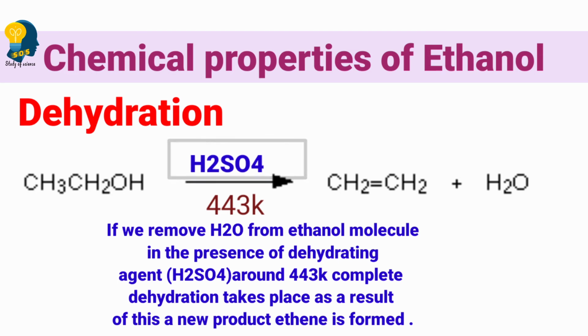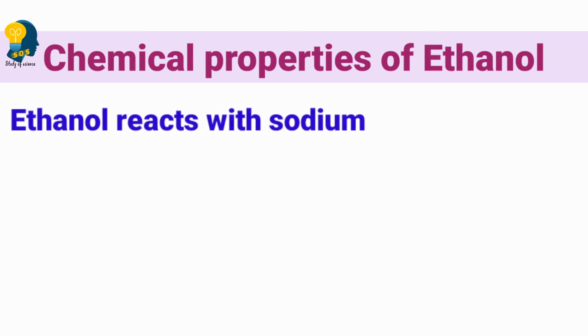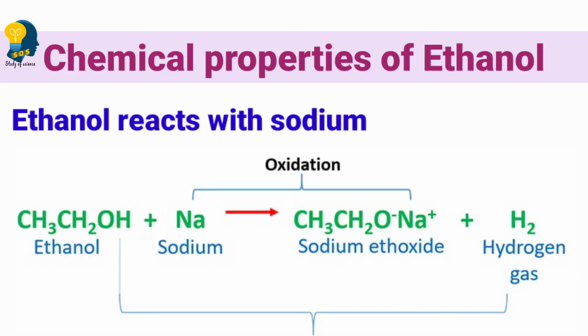Clear? So now let us move towards the next property. Now let's understand how ethanol reacts with a strong metal like sodium. This reaction can be represented like this. If you observe the reaction here, ethanol is reacting with sodium, and as a result of this reaction, the evolution of hydrogen gas takes place, and the product formed is sodium ethoxide. When ethanol reacts with a strong metal like sodium, hydrogen gas is evolved along with the formation of sodium ethoxide, which is a new product. Clear? This is how ethanol reacts with the strong metal sodium.